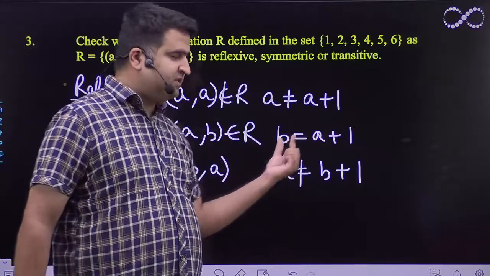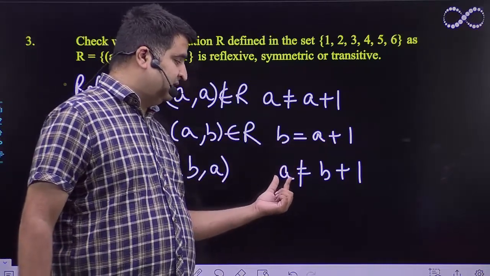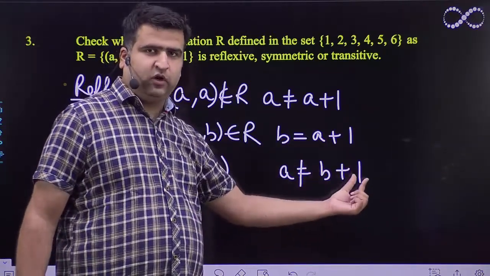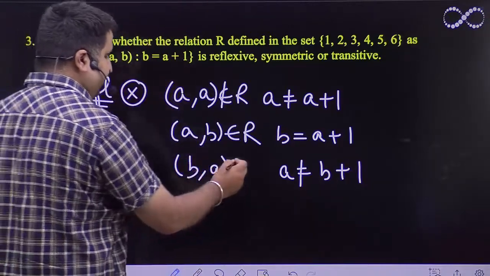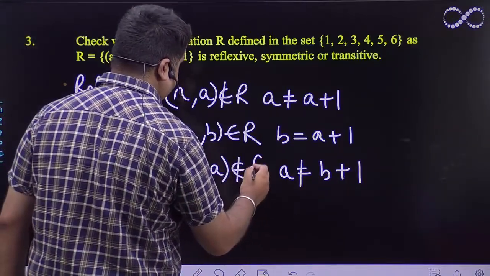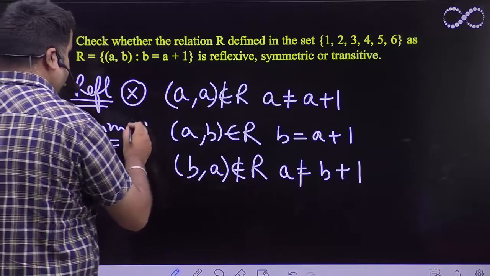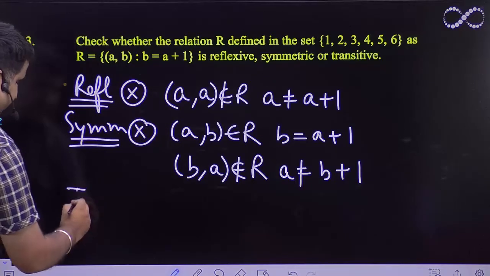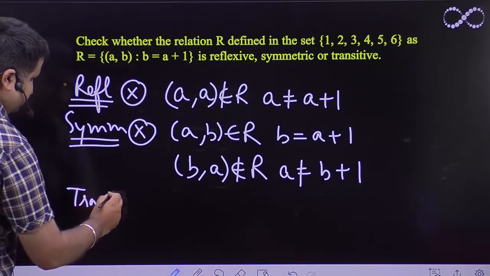Since A plus 1 is equal to B, this A will be equal to B minus 1, not plus 1. Therefore, (B, A) does not belong to R. This is not a symmetric relation. Let's check for the transitive property.